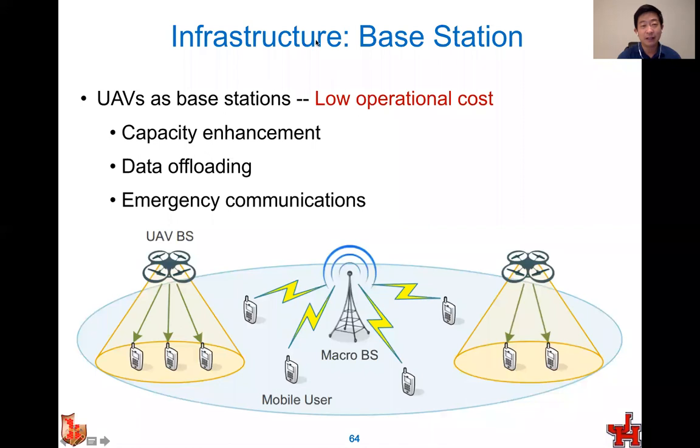Let's talk about UAV as infrastructure. Hold on a second, there's a little problem. Okay. A UAV as a base station has a low operation cost and it can fly everywhere. For example, if there's a natural disaster and all the base stations are destroyed, the UAV can fly there to provide coverage.